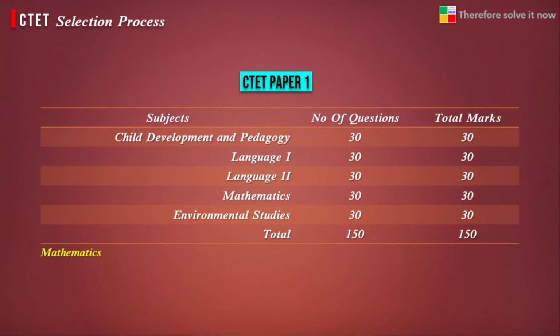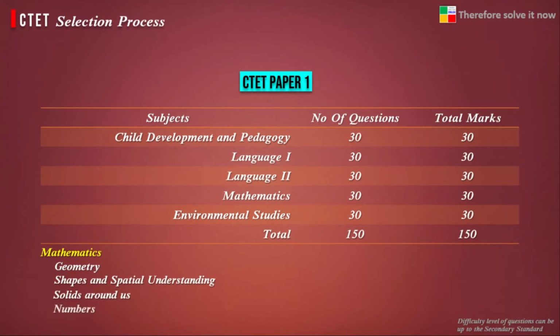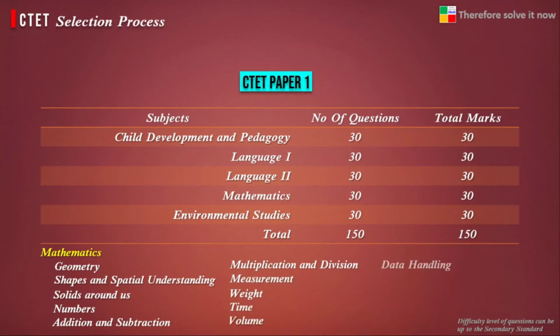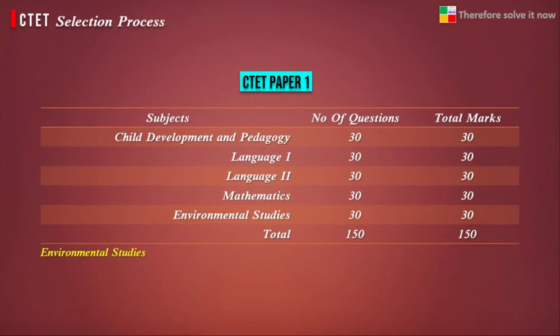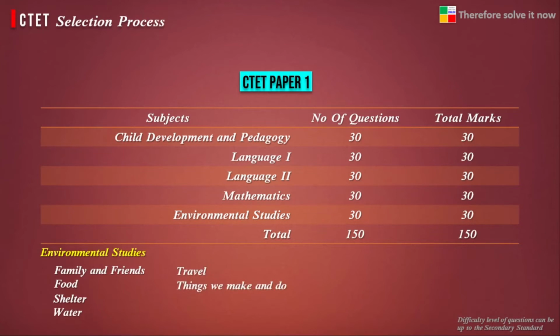In Mathematics, you have to read Geometry, Shapes and Spatial Understanding, Solids Around Us, Numbers, Addition and Subtraction, Multiplication and Division, Measurement, Weight, Time, Volume, Data Handling, Patterns, Money and Pedagogical Issues. The difficulty level of questions can be up to secondary standard. In Environmental Studies, you have to read Family and Friends, Food, Shelter, Water, Travel, Things we make and do, and Pedagogical Issues. The difficulty level of questions can be up to secondary standard.